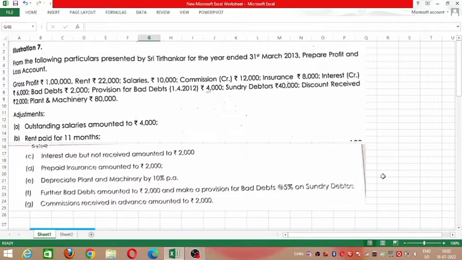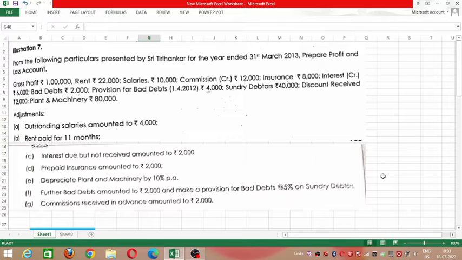Today I'll solve the second problem. Before that, let's read the problem which is given. From the following particulars presented by Sri Tirlankar for the year ended 31st March 2013, prepare profit and loss account.